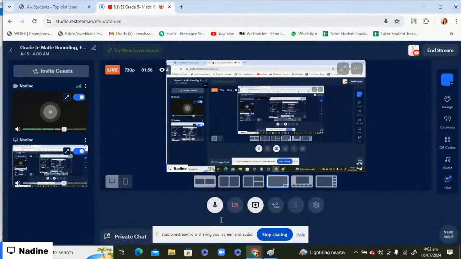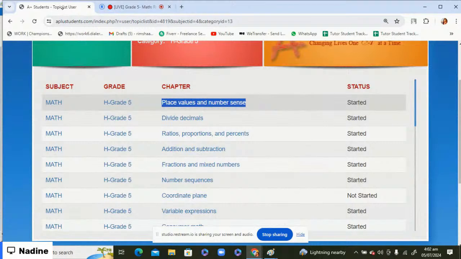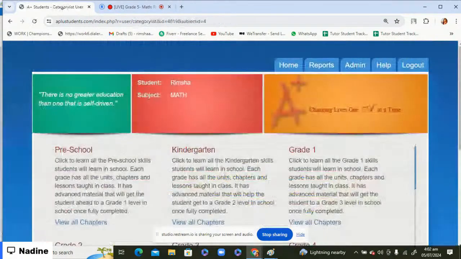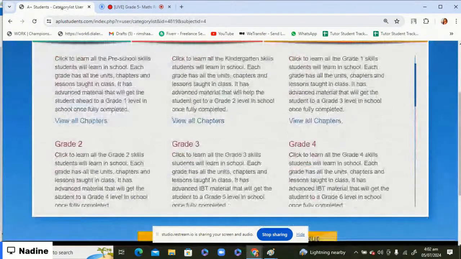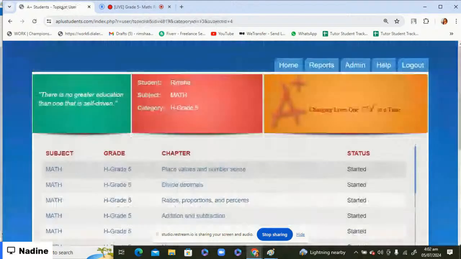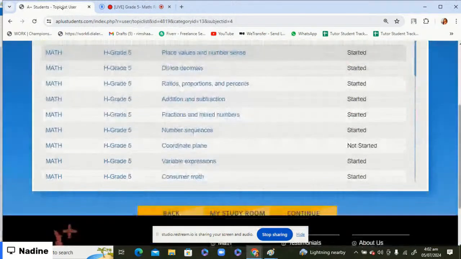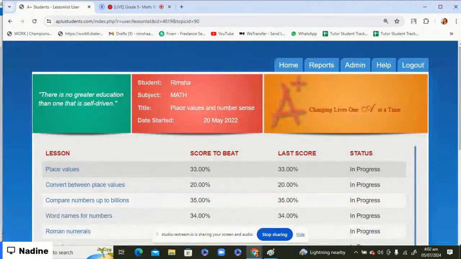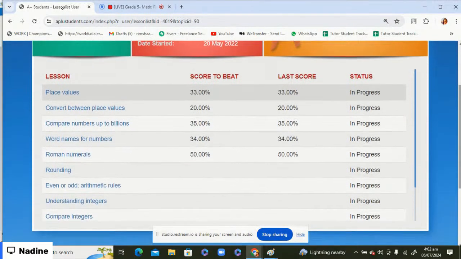Now let's just start. Go to the subject tab, scroll down. Here is grade 5. Click here. Here is the list of the chapters. So today we start the first one. The previous lesson we have already covered. So today the lesson which we start is rounding.